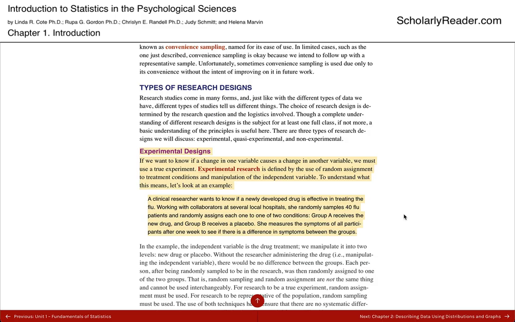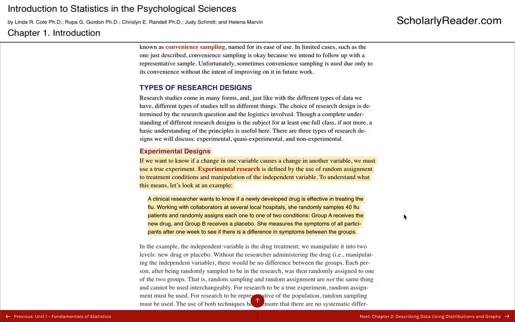Experimental research is defined by the use of random assignment to treatment conditions and manipulations of the independent variable. To understand what this means, let's look at an example. A clinical researcher wants to know if a newly developed drug is effective in treating the flu.